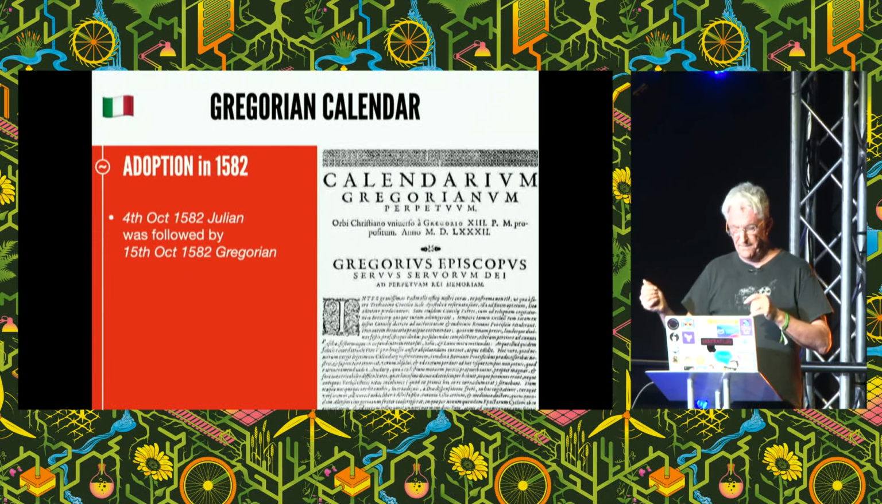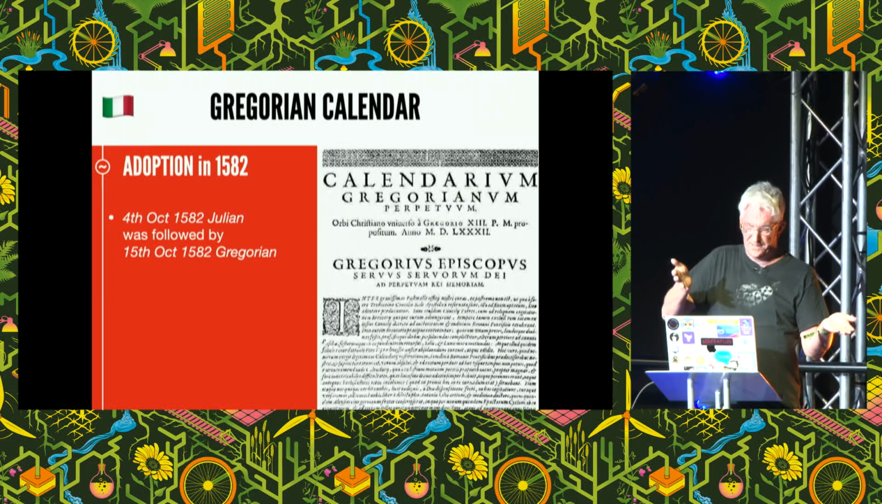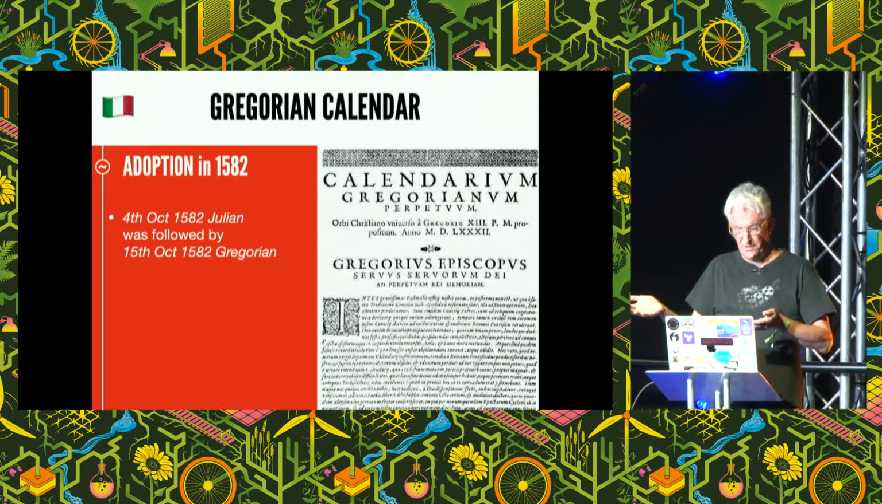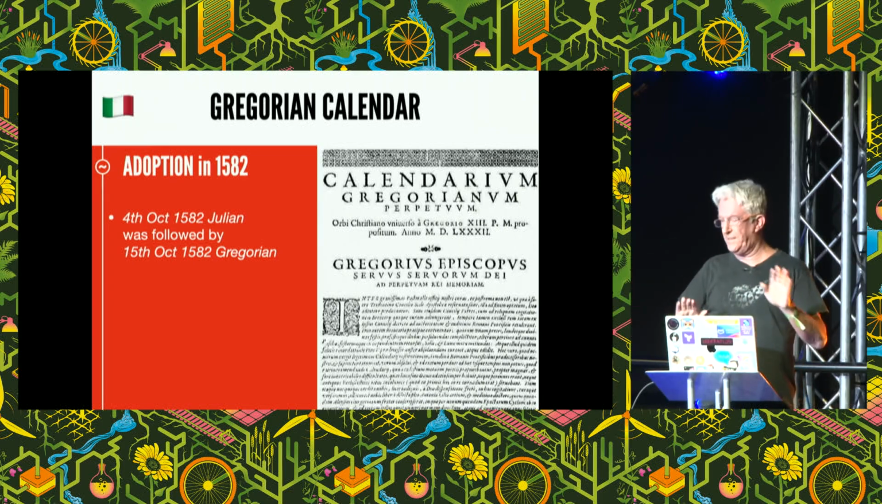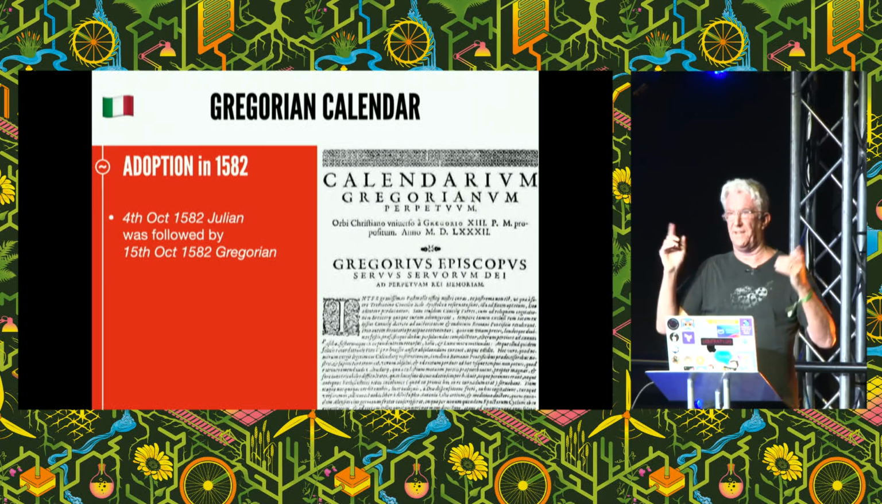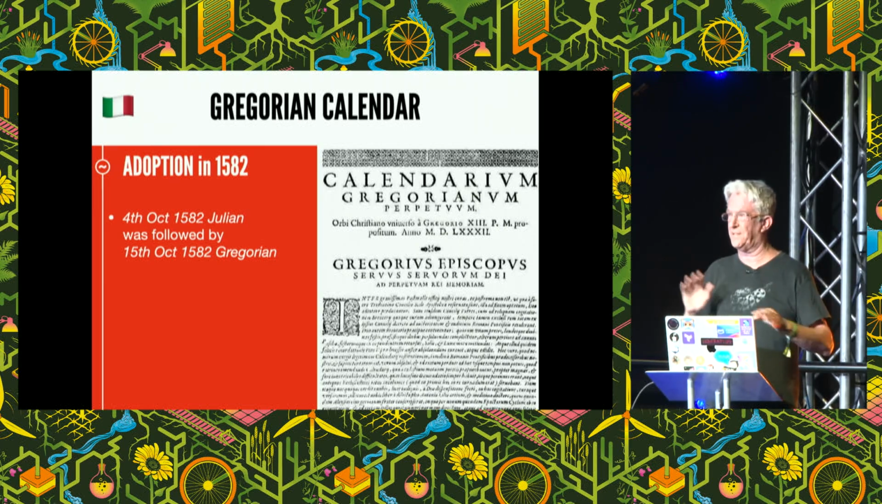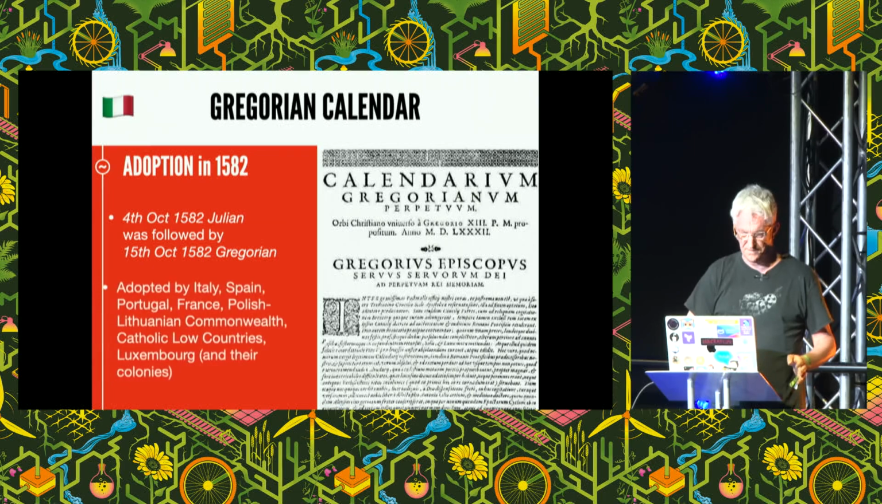So adoption goes like this. So on the 4th of October 1582 in Julian, it's followed immediately by the 15th of October 1582 Gregorian. So you're jumping calendar systems. So that's the way to think of it in your head. You're not losing days or anything like that, but you're jumping systems.